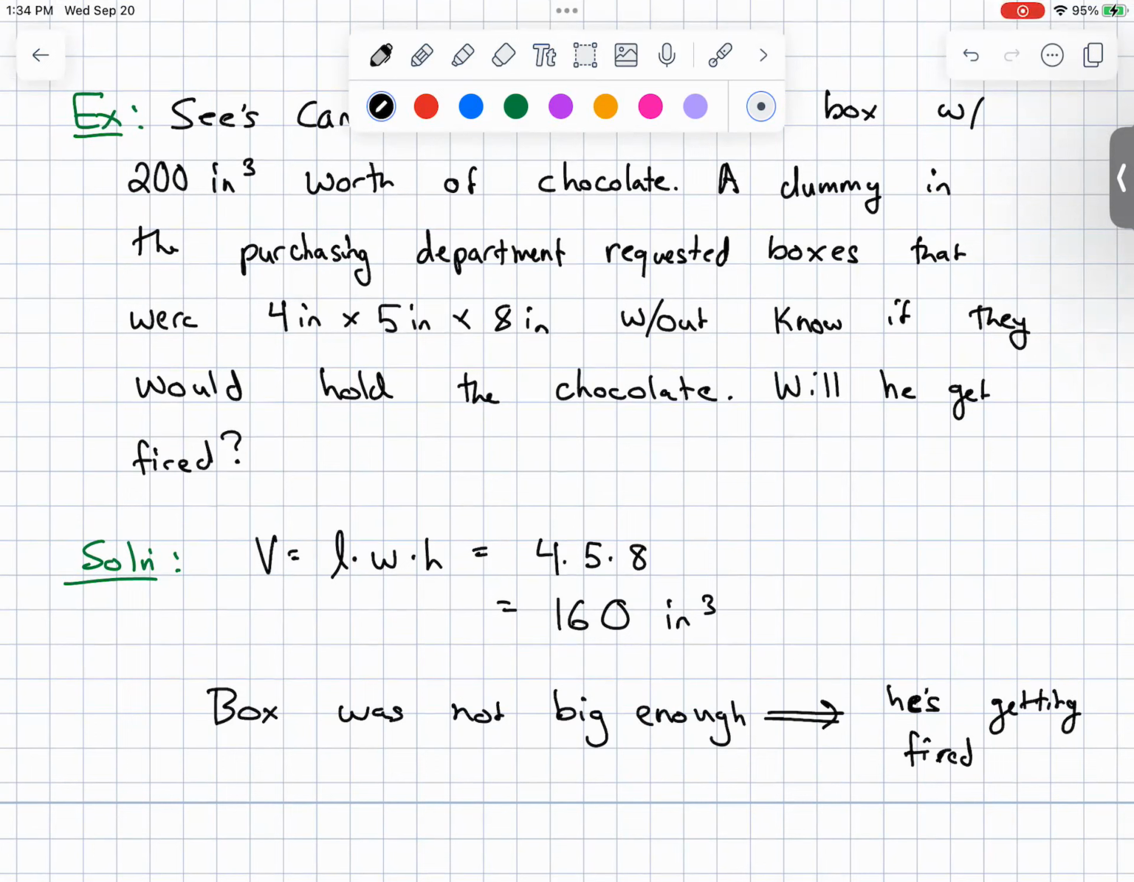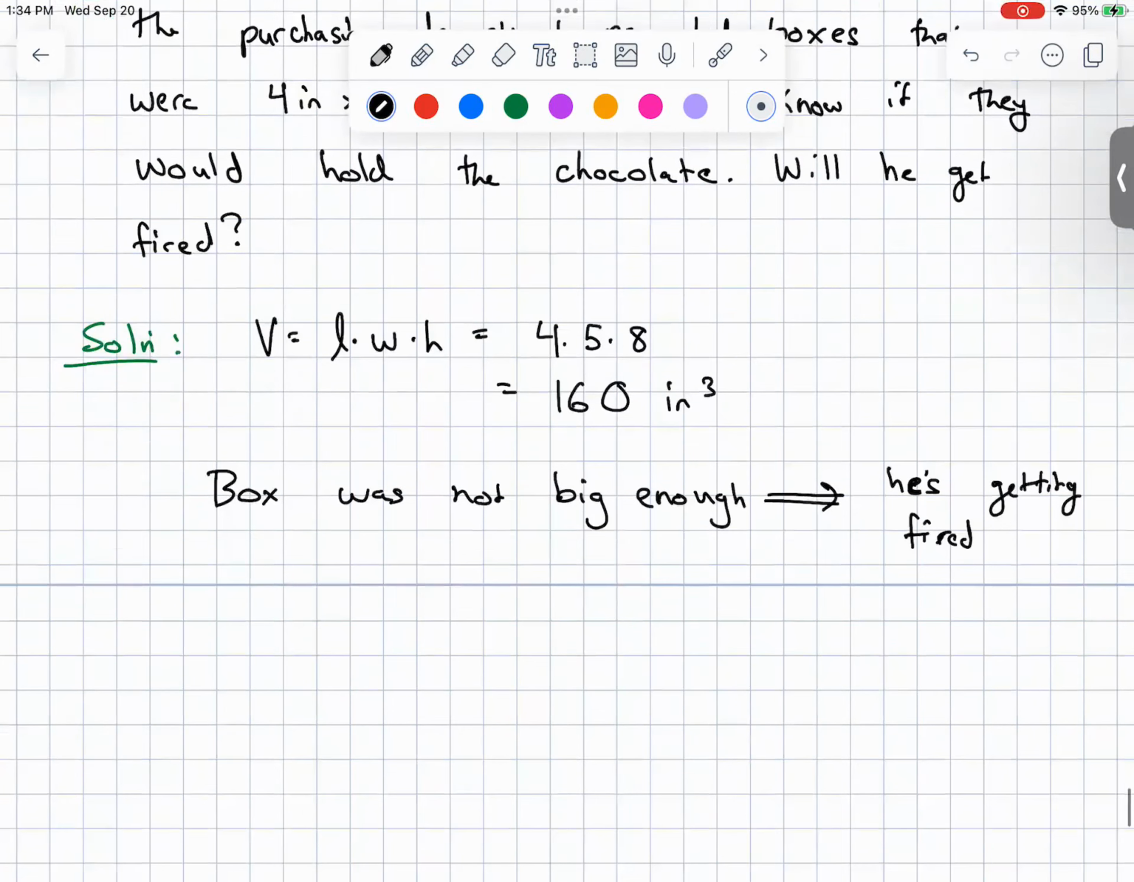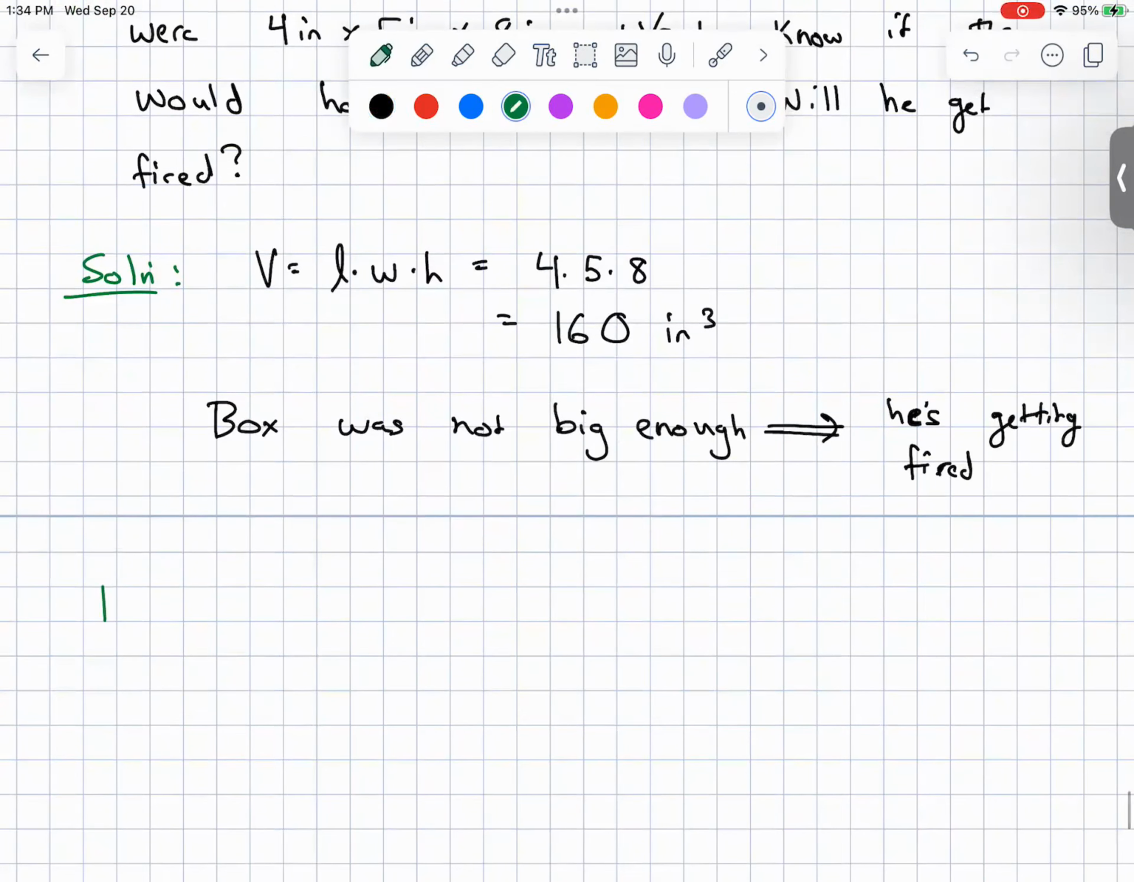Now the bonus question. So they're just going to have to proceed as normal. They're just going to have to dump out the rest of that chocolate, dump out 40, or just make the boxes smaller and charge less.